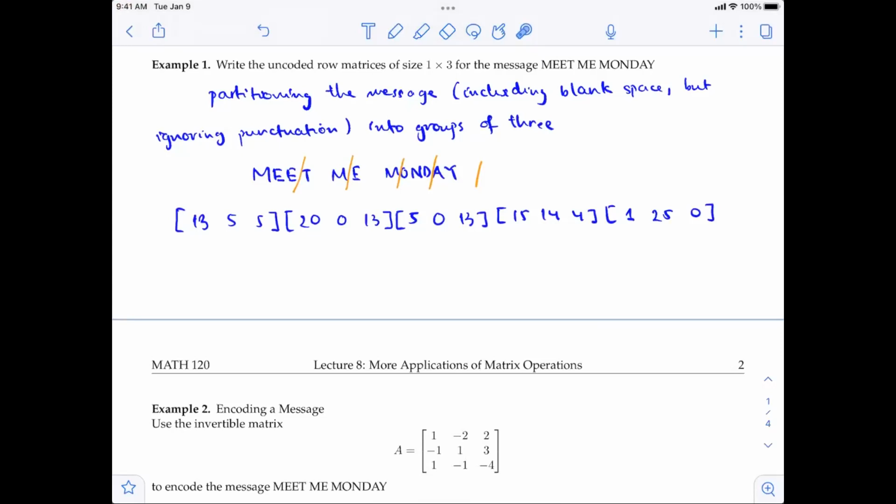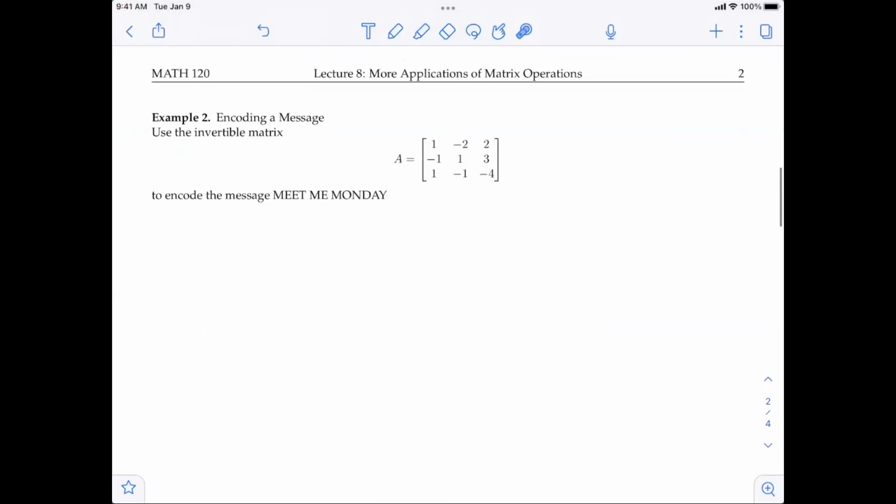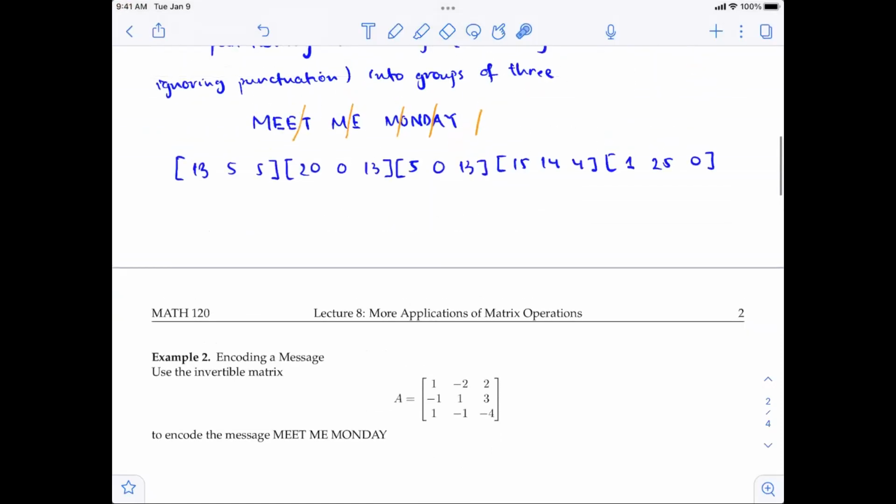Okay, so you have the message "meet me Monday," and you put this into 1x3 row matrices. Now you're going to encode this message. Because you don't want a one-to-one correspondence of the word and the number, it is very easy to break. So you have to encode the message somehow. In a way, you have to write the secret code for your message.